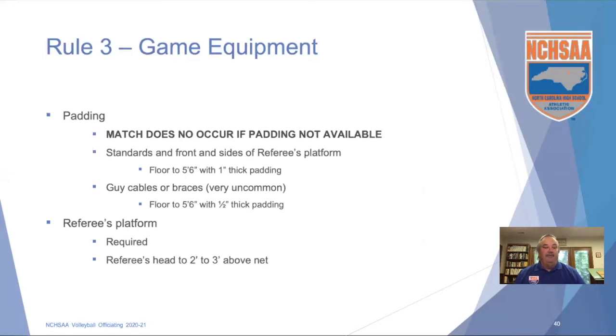You are required to have a referee's platform, and ideally you want your head to be 2 to 3 feet above the net. You're going to use whatever platform they supply as long as you feel it's safe for you. If you do not feel it's safe for you, then you're going to inform the team and see if they can make it safe. If they can't, and you don't feel that the platform is safe, you can call as the R1 from the court. Of course, that would be very much not ideal. You need to make sure you let the regional supervisor know that that occurred, but make sure you feel safe.